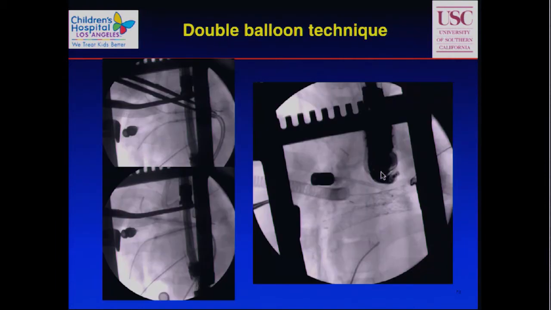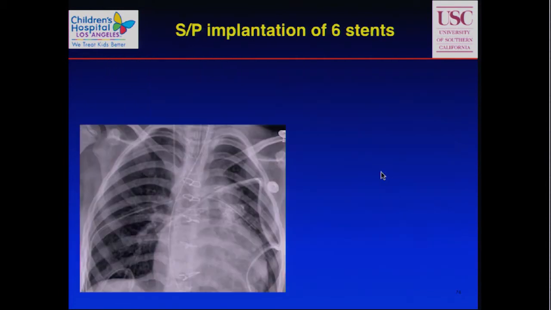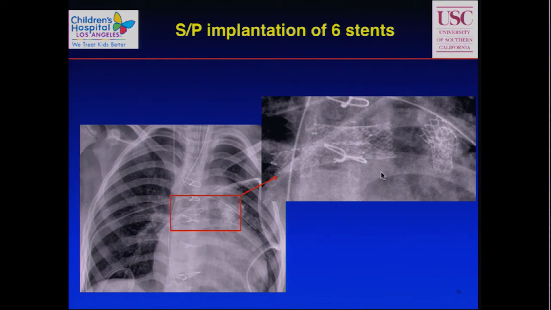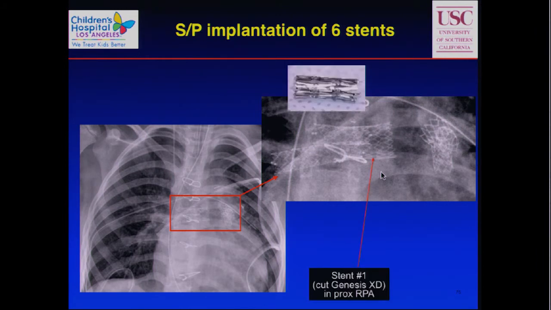It sits in the proximal area. We do this in the operating room, and then we added 2 more stents distally right there. This is what it looks like after. We actually put 6 stents in. There's the proximal one that was cut. Then you did the simultaneous inflation of the upper and lower lobe.